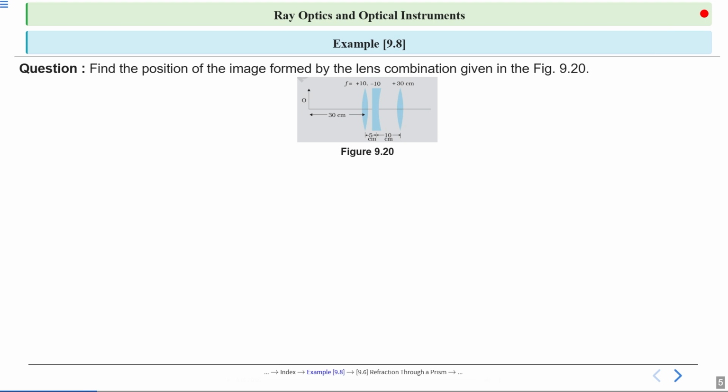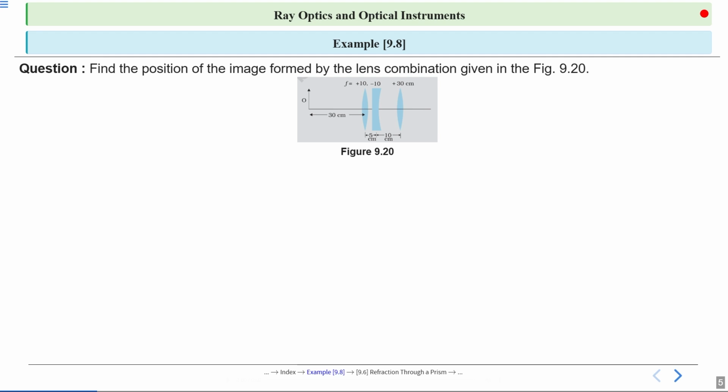So the problem asks to find the position of the image formed by a combination of lenses as shown in the figure 9.20. Understanding the arrangement and properties of the lenses is crucial to solving this problem. So begin with noting the focal lengths of each lens in the combination. This information is typically provided in the problem or can be inferred from the figure. So understand the type of lenses involved, for example, converging or diverging, as it affects how they bend the light.